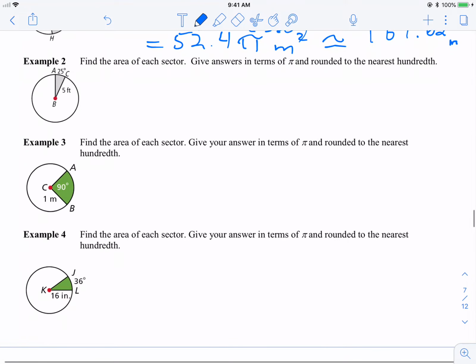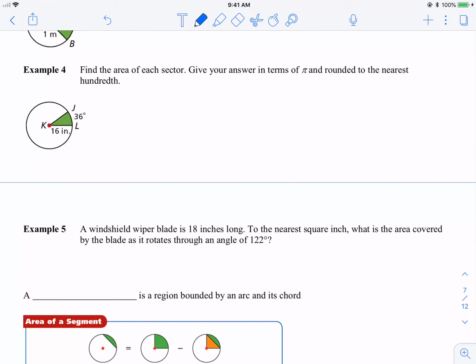A couple more practice problems right there. The angles are a little easier to use. You can see a 90 degree angle there in number 3. Let's do number 4 together. In this problem we have a 36 degree arc, which we know is the same as the central angle, at a 16-inch radius. So we'll follow our equation again. Area is equal to pi times the radius squared. And then we have 36 out of 360 degrees.